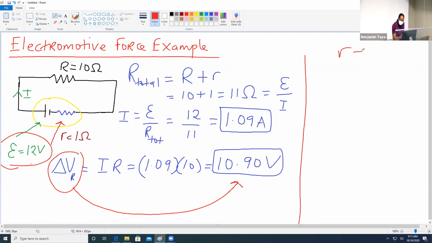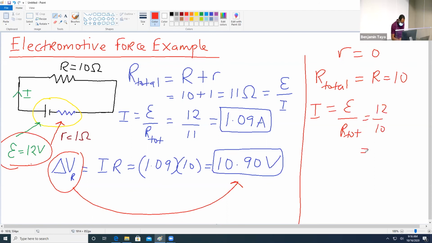Now, what if the internal resistance was equal to 0? If the internal resistance was equal to 0, then my R total would just be equal to R, which is 10. In this case, my current would just be equal to E over R, which is 12 over 10. This would give me 1.2 amps. And in this case, if you calculate the voltage across the resistor, this will be 1.2 times 10.